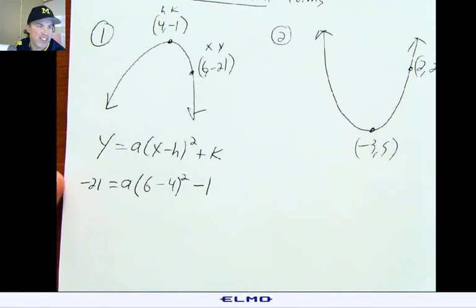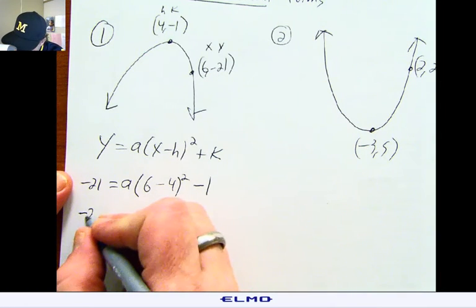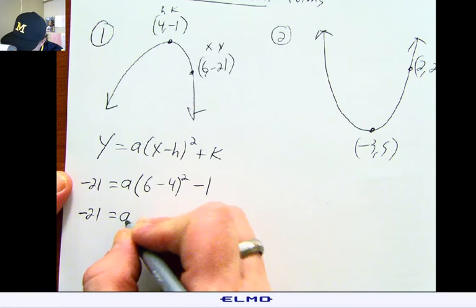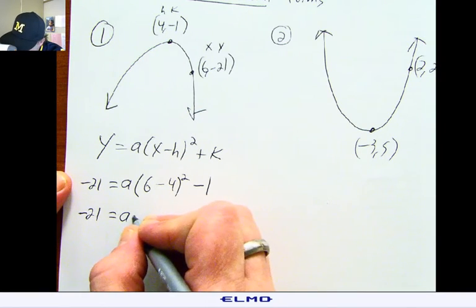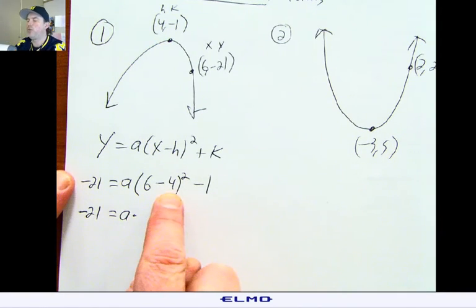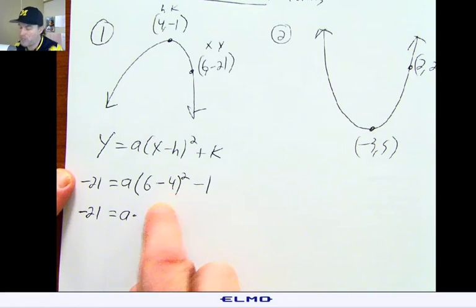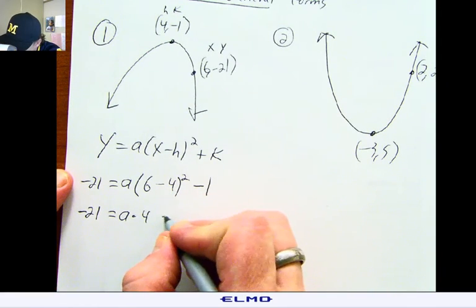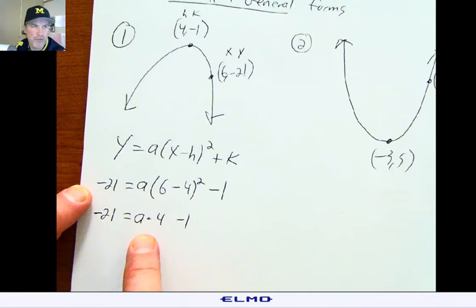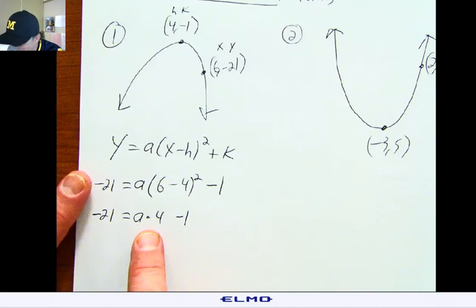Algebraically, we now need to solve for a. So negative 21 equals a times, let's see, 6 minus 4 is 2. 2 squared is 4. So a times 4 minus 1. I really should have written 4a here. That's not very good math.